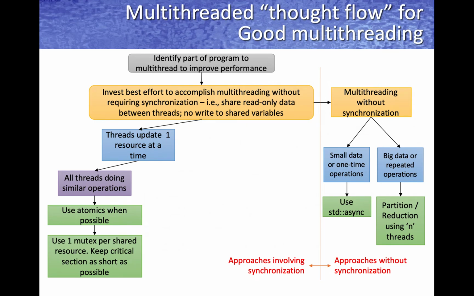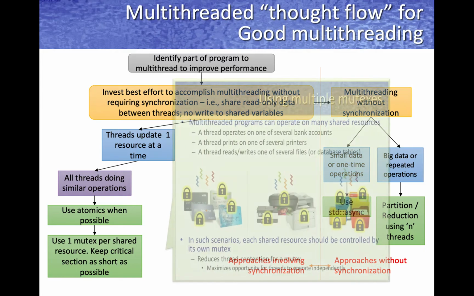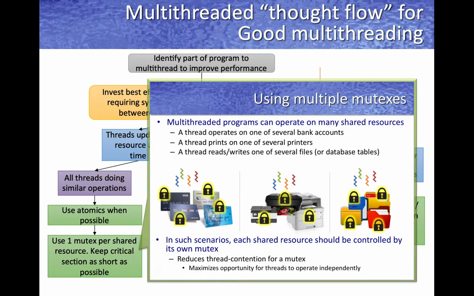If that doesn't work, that means you cannot use atomics, then you would have to use one mutex per shared resource and ensure you keep the critical sections as short as possible. So for each resource, you would have a separate mutex or a separate lock. This is to ensure that you maximize concurrency and maximize the opportunities for threads to operate independently. So each thread can lock a separate mutex.